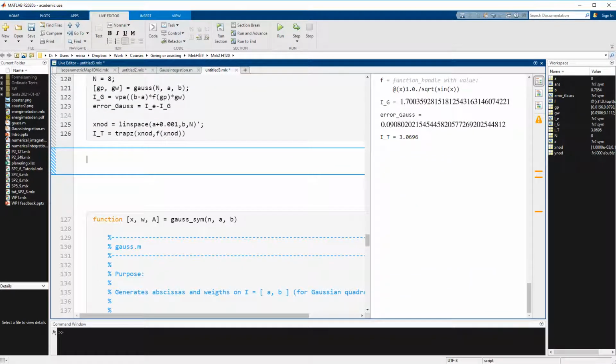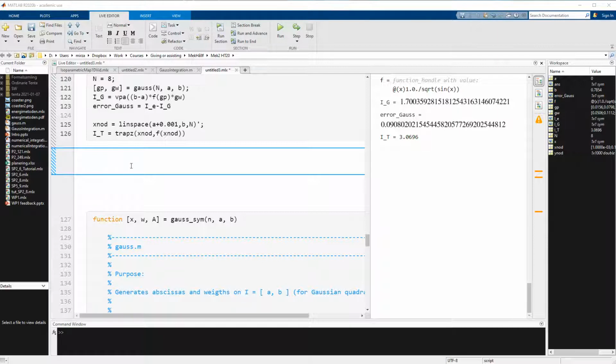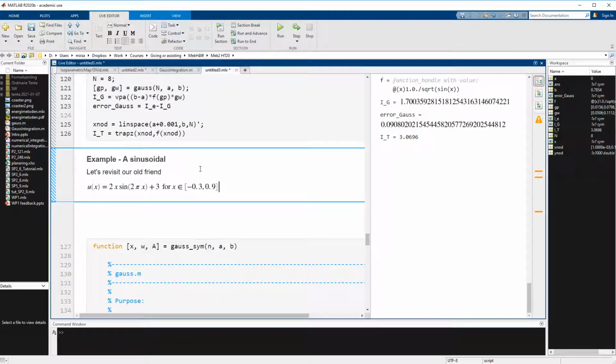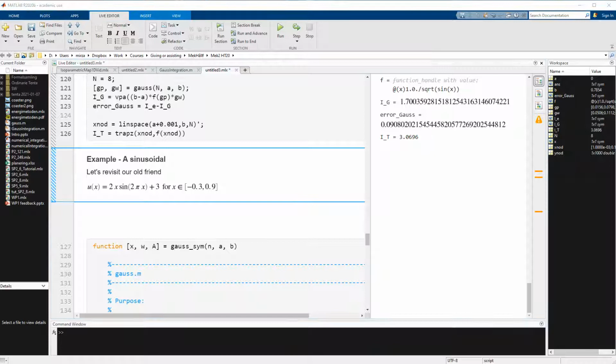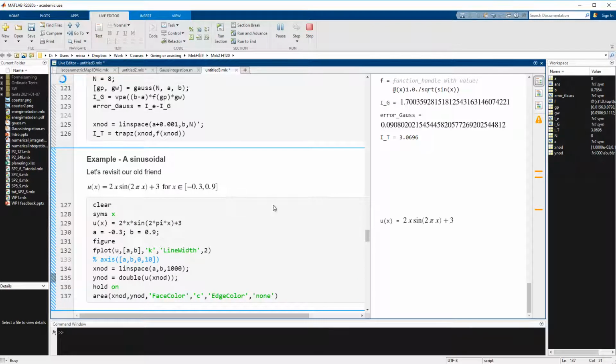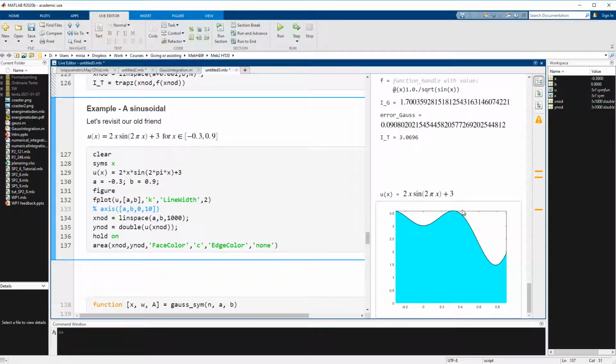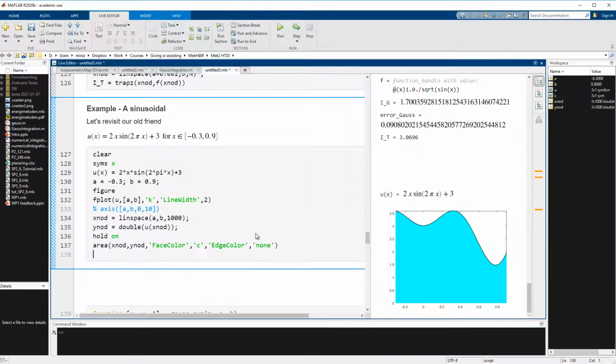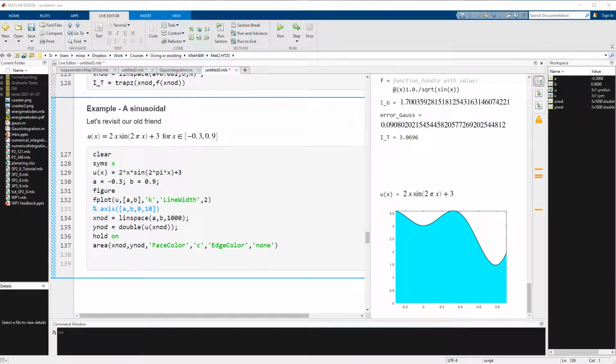Yeah. So we will use a sinusoidal, which is not a polynomial, of course, and we'll revisit our old friend here, this function which you've been working on earlier. So we have, I'm gonna just throw this at you here. This is what we have. So we have a function and we have this cyan area here that we want to compute. Okay, so let's do that exactly.